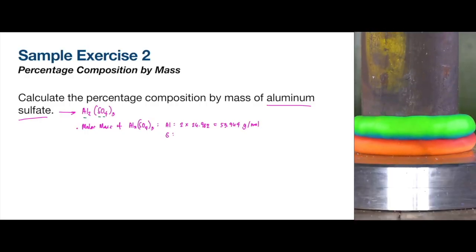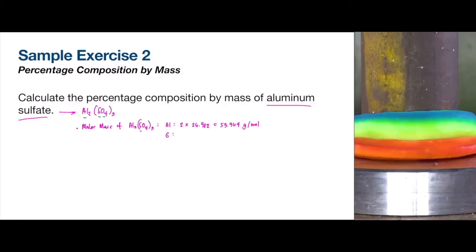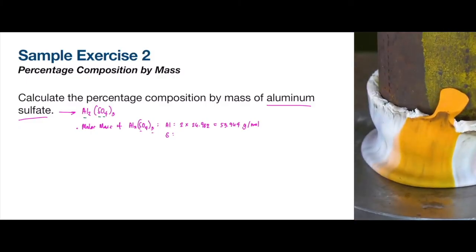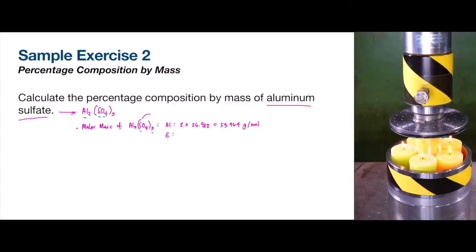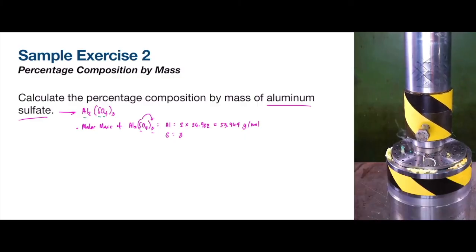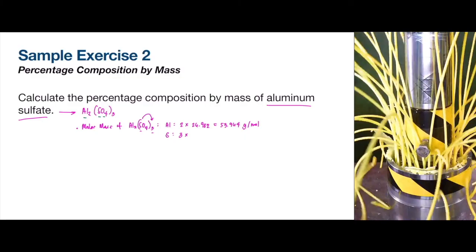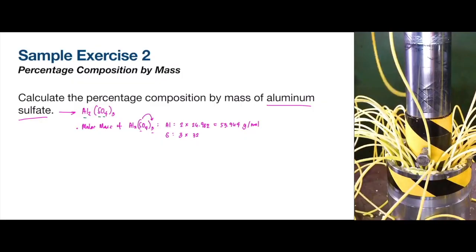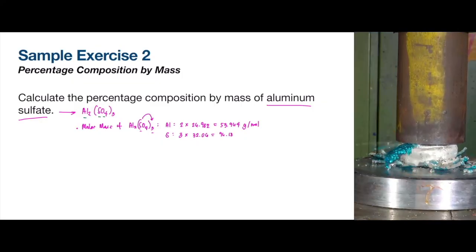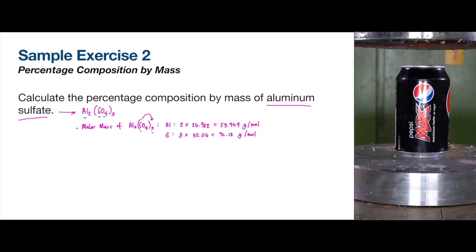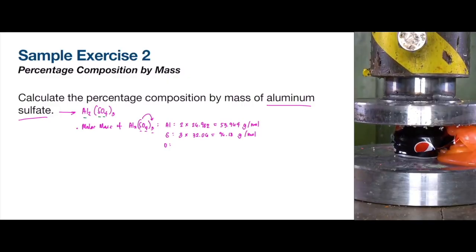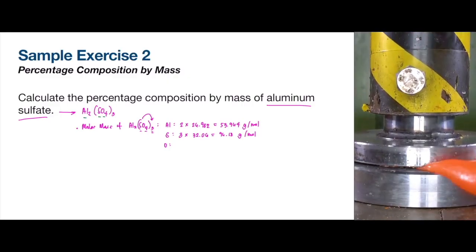Next, let's have our sulfur. Inside the parenthesis, there is one sulfur atom, and outside the parenthesis, there is subscript 3. Therefore, we have to multiply it: 1 times 3, meaning there are 3 sulfur atoms. And 3 times the atomic mass of sulfur, which is 32.06, we have 96.18 grams per mole.